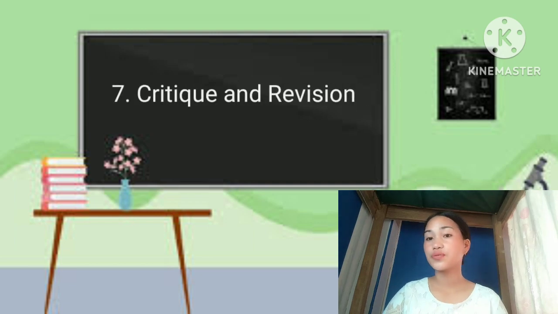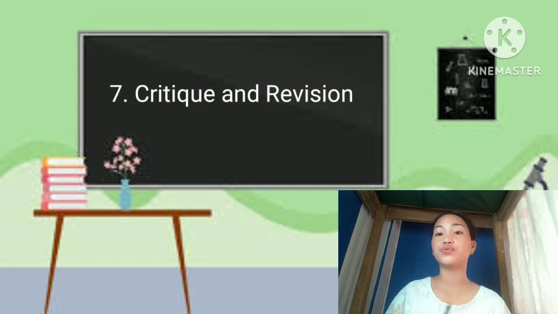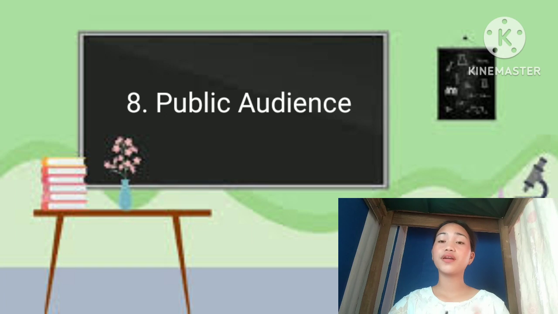Number 7 is critique and revision. So here the students give and receive feedback on the quality of their work, leading them to make revisions and further inquiry. Number 8 is public audience. So here the students are going to present their work to other people beyond their classmates and teachers, so that in this case the students are able to boost their self-confidence.